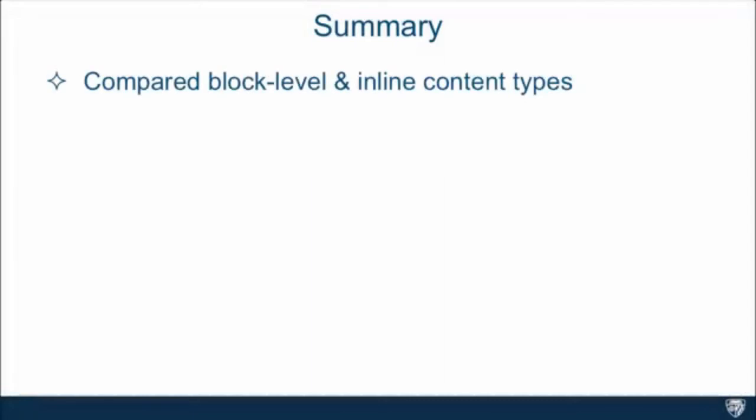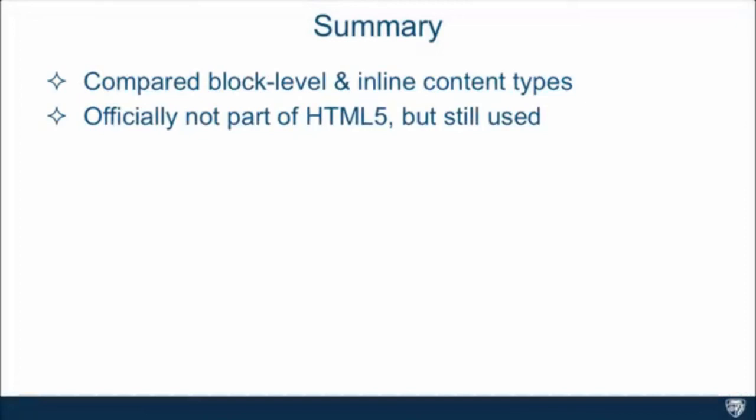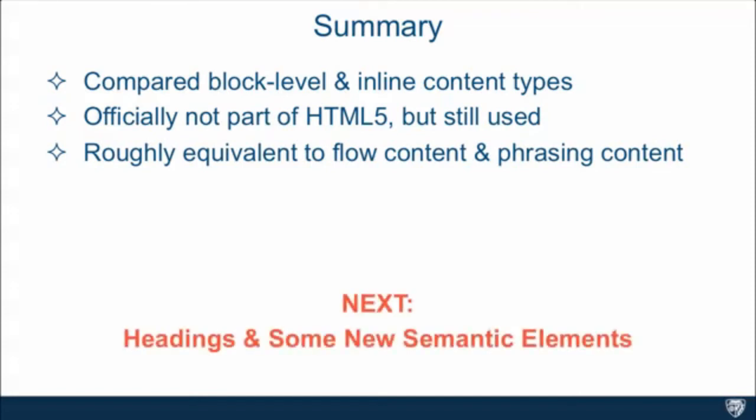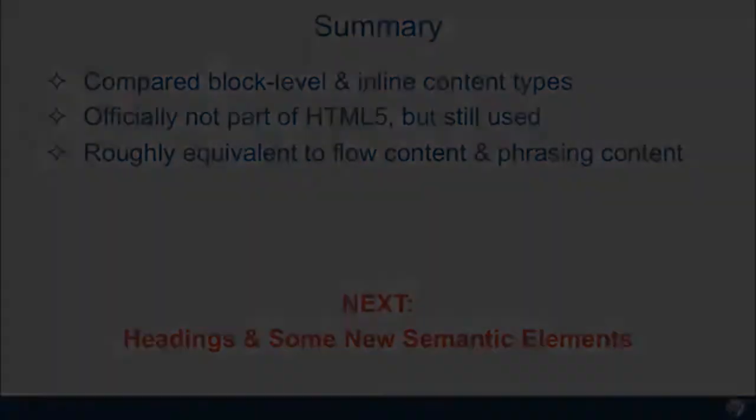So to summarize, we compared block level and inline content types, which we know are not part of the official HTML5 specification, but they're still used quite often in literature and just in regular coding. And they're roughly equivalent to flow content and phrasing content, respectively. Next, we're going to talk about headings, and we're going to explore some new HTML5 semantic elements.